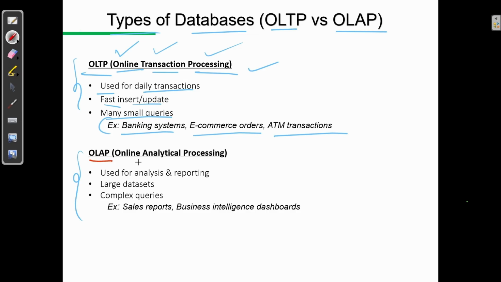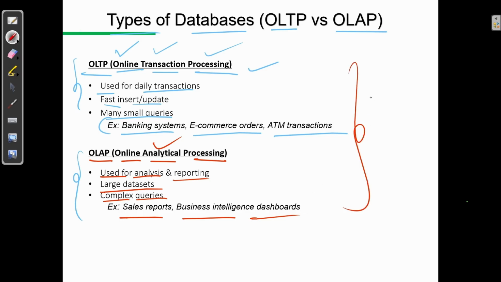Also, let's look into OLAP, which stands for Online Analytical Processing. Here also you might have guessed the idea: something is online processing, getting processed, which has to do something with analytics, right? So it is used for analysis and reporting, works on large data sets and has complex queries. Suppose to take out the sales report, business intelligence dashboards, etc. So this was the brief of what is OLTP and OLAP. Now let's deep dive into the further explanation of these particular topics.